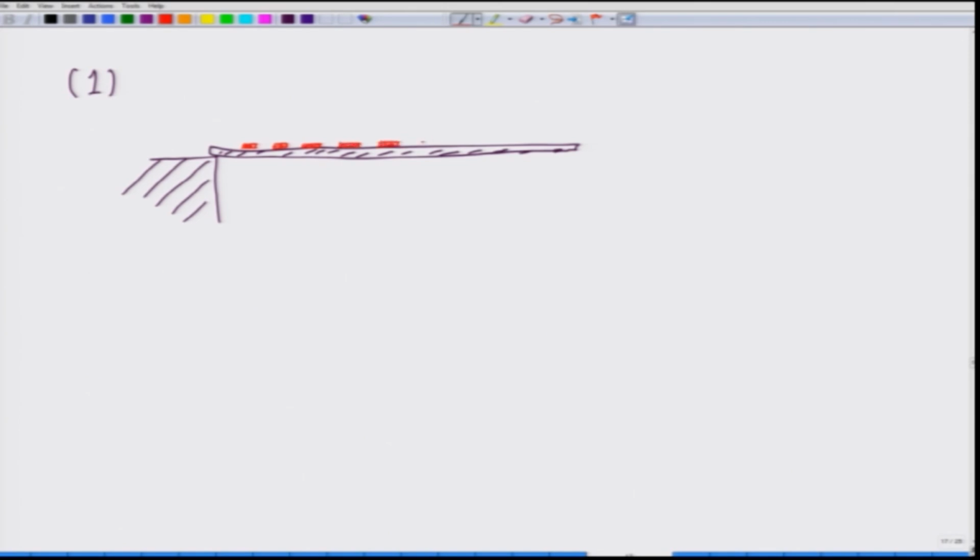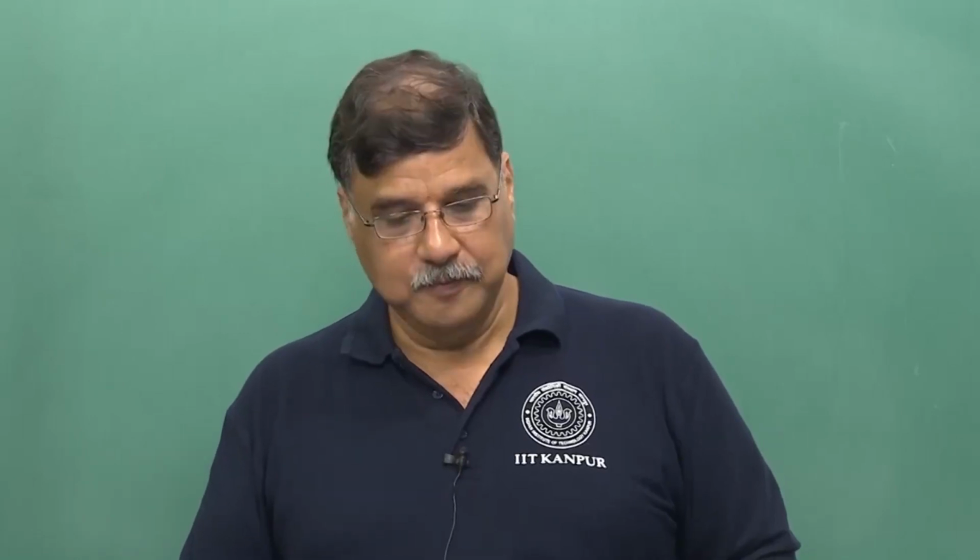I will keep holding it here by my hand, and we want to know what will happen after I release my hand. Obviously, this rod is going to come down, rotate about this edge like this, and I want to know the position of these coins relative to this rod as the rod moves down. So, let us see the demonstration and then we will explain it.